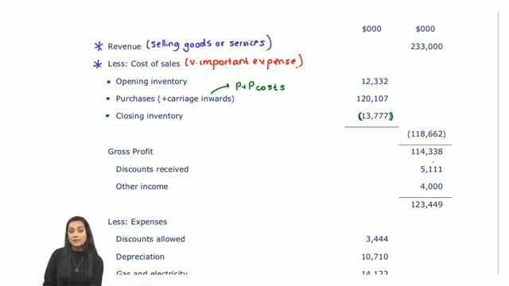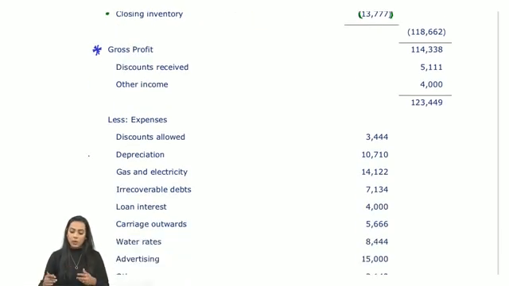That's an expense. So expenses are taken away from revenue, and then you get something known as gross profit. Gross profit is the profit that you make strictly from buying and selling goods. So this company has made a gross profit of 114,338.